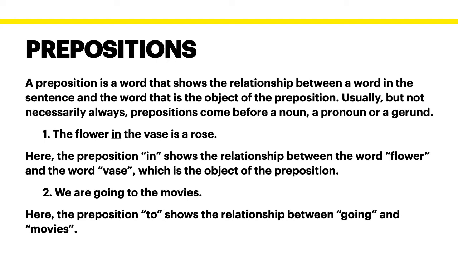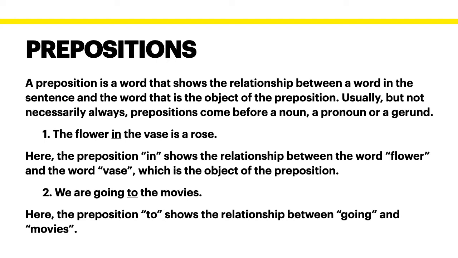First sentence, the flower in the vase is a rose. So here the preposition is in and it connects the two words flower and vase. Is the flower in the vase? Is the flower painted on the vase? Is the flower lying under the vase? Could be anywhere. So the actual relationship between the flower and the vase is being shown by the preposition in.